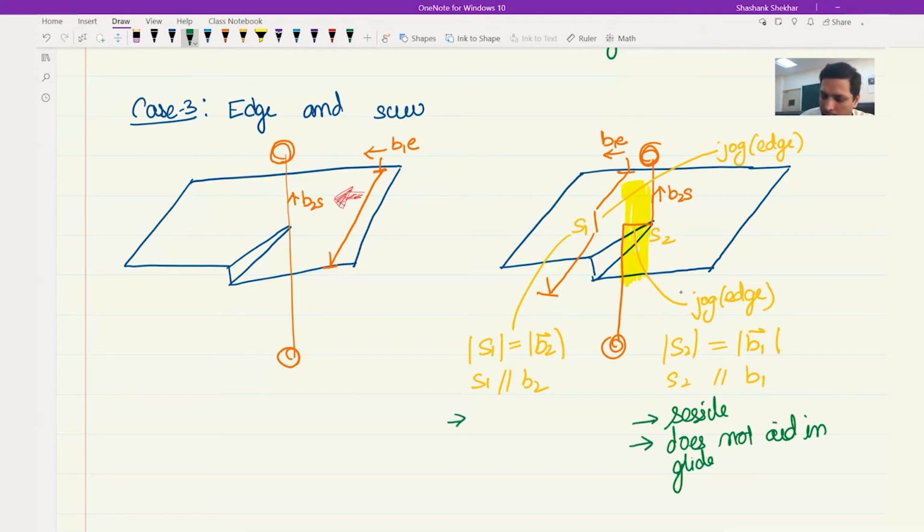On the other hand, this is glissile like all others. So I have not mentioned explicitly, but when I say that it aids in movement, it means it is glissile.